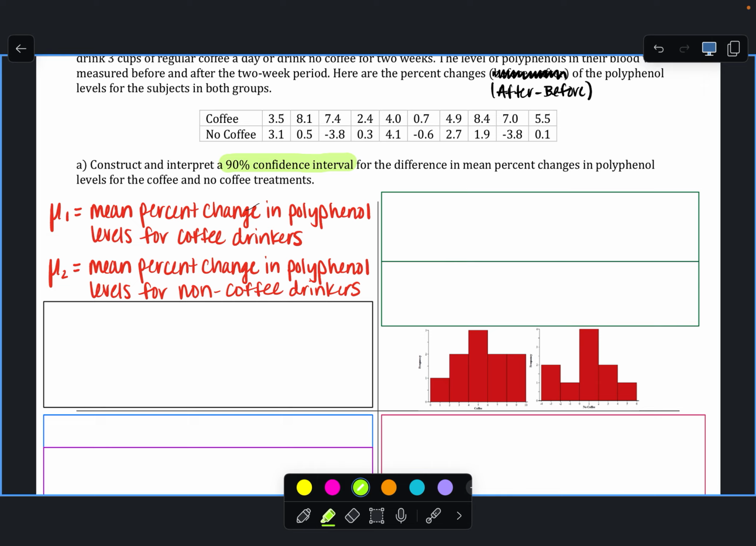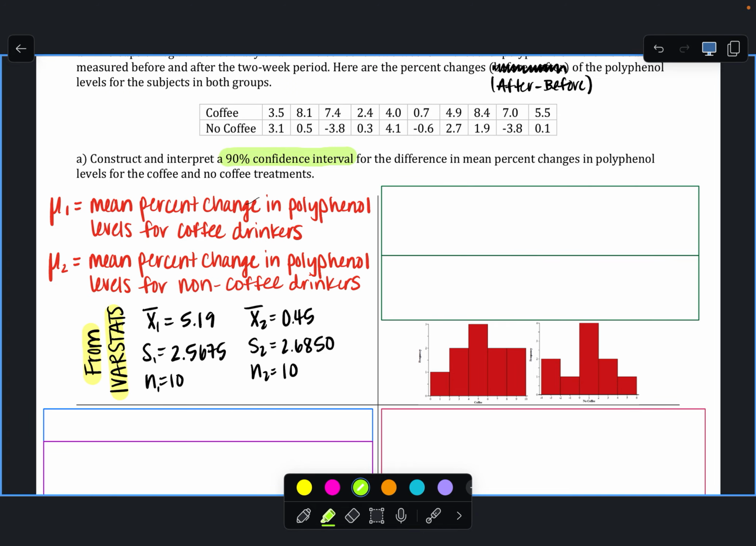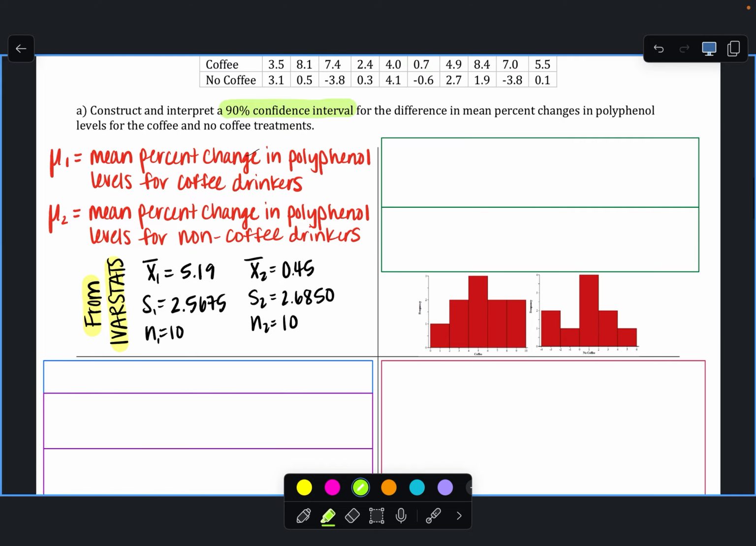Something is only matched pairs if they are saying within the question that they are going to specifically tie one person to another, or they are going to specifically have one person do two things. If you do not see that, if you do not see anything in the question noting that we are going to find two people who are very similar and one person is going to get coffee and one person is not going to get coffee, that is not matched pairs.